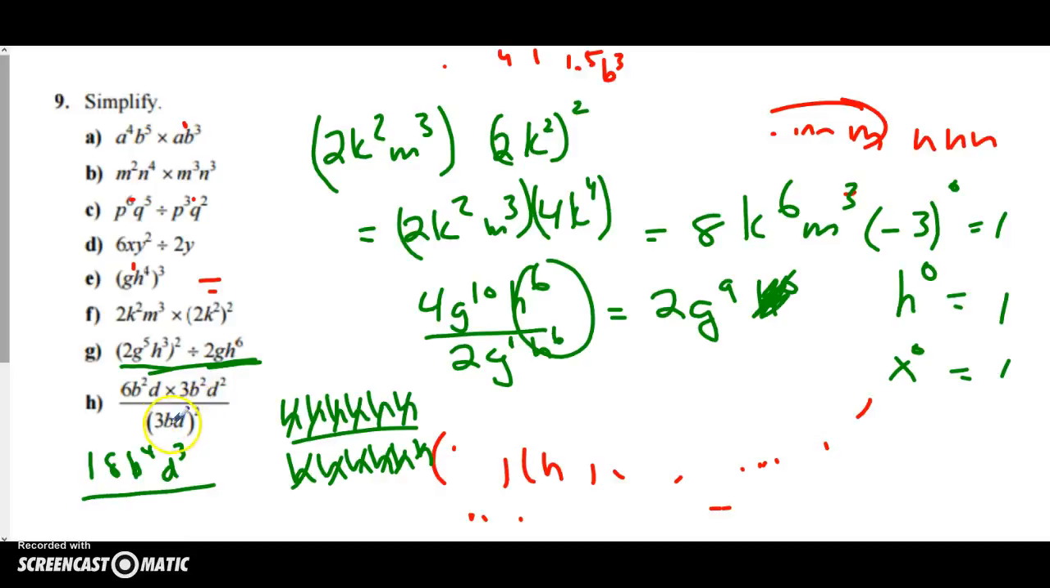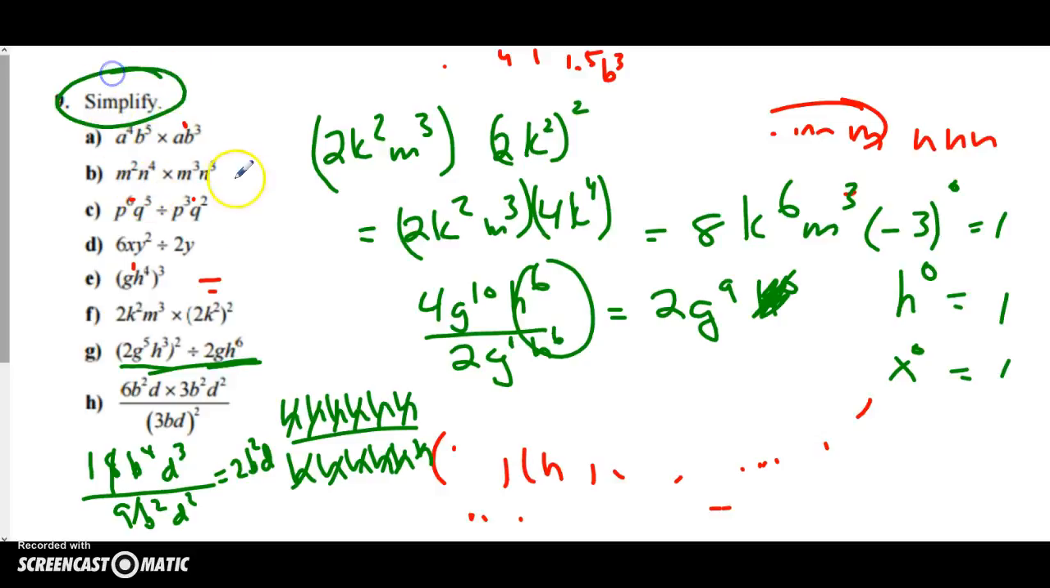On the bottom, I'll square everything. 3 squared is 9. B squared is B squared. And D squared is D squared. Now I'll divide. 18 divided by 9 is 2. 4 subtract 2 is 2. 3 subtract 2 is 1. And I'll just write it like that. Okay, I hope that helps.